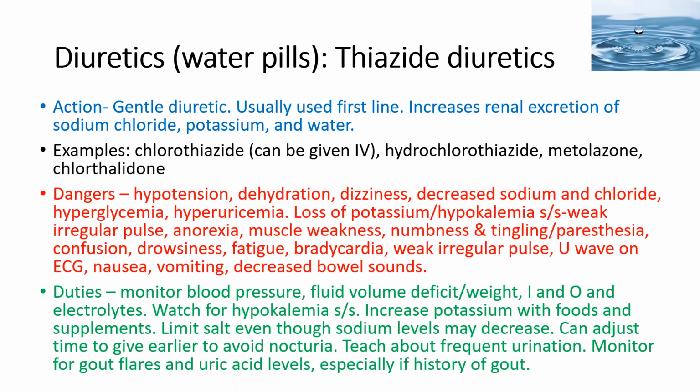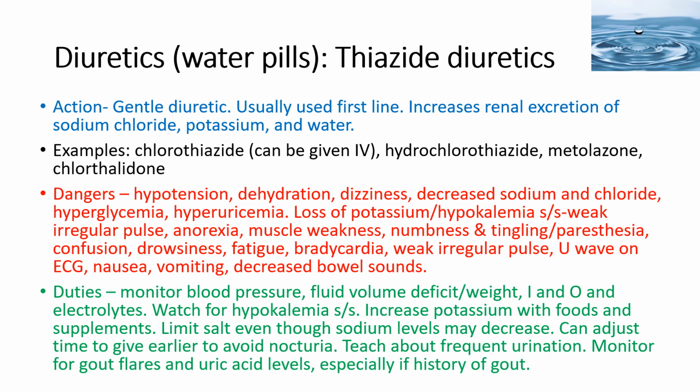It's to monitor the blood pressure, of course, watch that fluid volume, and we monitor that by doing daily weights. We're going to go ahead and do an I&O balance because we do want to see if the diuretic's working, and watch those electrolytes. Definitely watch for the signs and symptoms of hypokalemia. We do want them to increase potassium foods, and they can take potassium supplements. Even though sodium is down, we don't want them to eat sodium because they do have hypertension. So we're still limiting salt even though sodium levels may decrease.